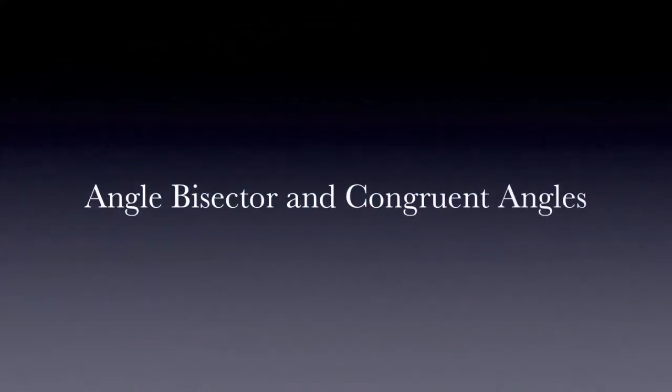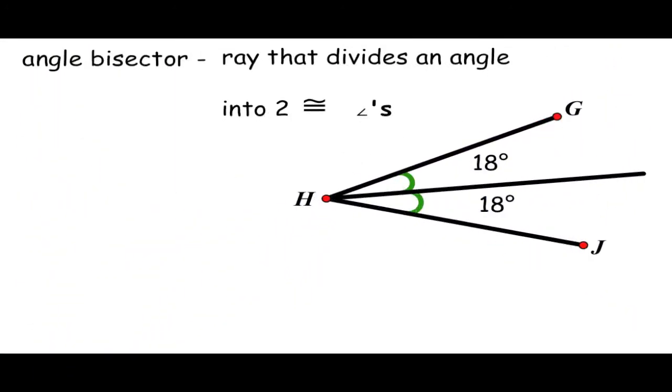All right, the next thing I want to talk about is angle bisectors and congruent angles. Basically, it's just some more vocabulary that we can add. An angle bisector is a ray that divides an angle into two congruent angles. As you can see in our drawing, we have angle GHJ, and it is being bisected by a ray. Both angles are equal to 18 degrees, which would mean that the initial angle was 36 degrees. So again, an angle bisector is a ray that divides an angle into two congruent angles. And just to review, congruent angles are two angle measures that are exactly the same.